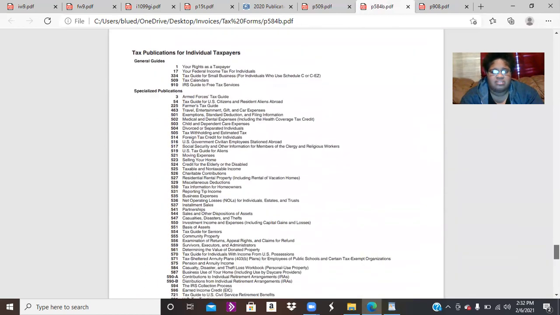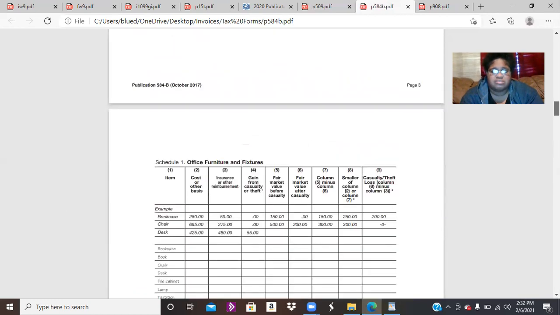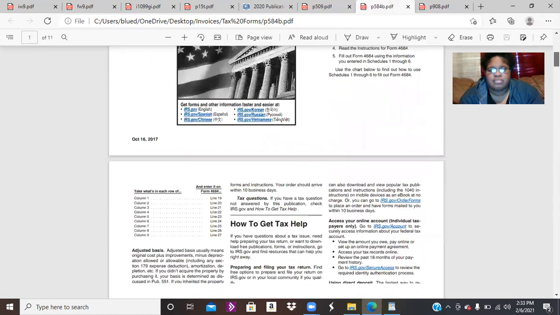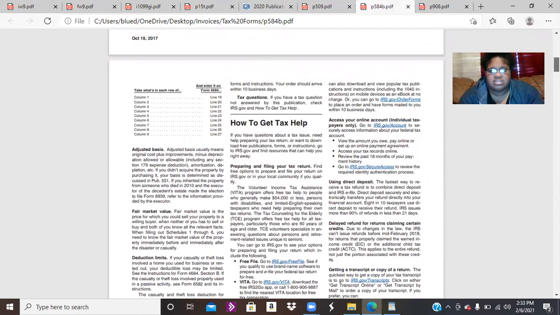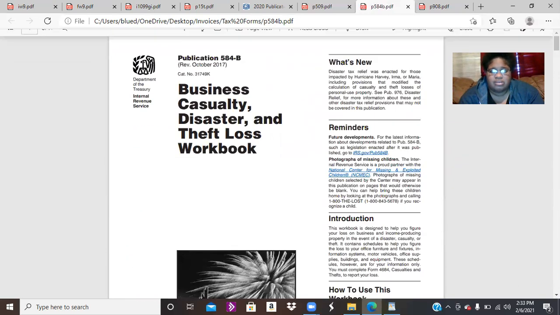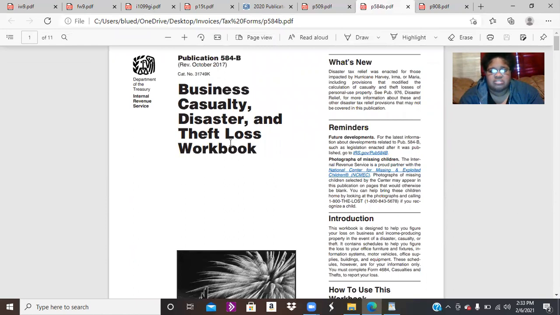But I would definitely download this, because this workbook right here is probably the most valuable right now. Let's say, for instance, you have a storefront that gets broken into, you need to know how to file that, or how to report it and things like that. You know what I'm saying? So this would definitely be a valuable workbook. The Business Casualty, Disaster and Theft Loss Workbook would definitely be valuable to download.